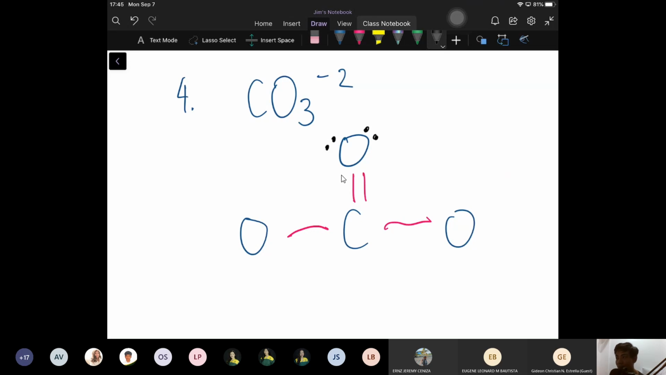No? So, ilan na lang natitira? 8 minus 2, 6. No? So, that means tig-tatlo na lang tong oxygen na to. Kasi look, may dalawa na for this oxygen. Kailangan na lang niya ng 6 na electron. No? Or 3 lone pairs. Ganon din dito sa kabila. Ayan. No? So, ganyan.